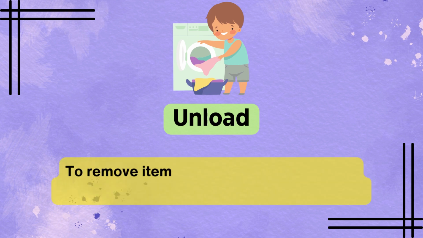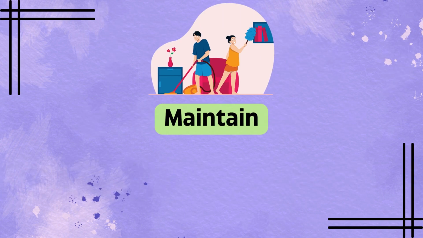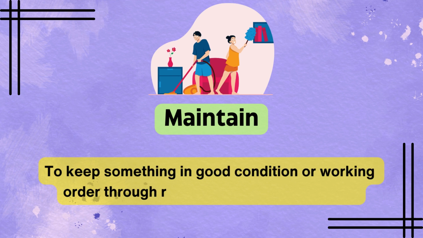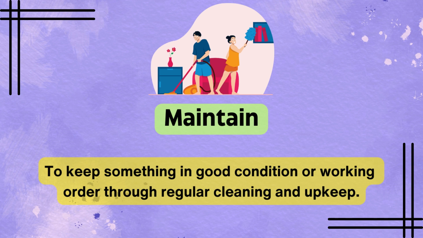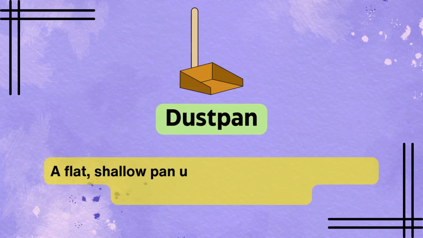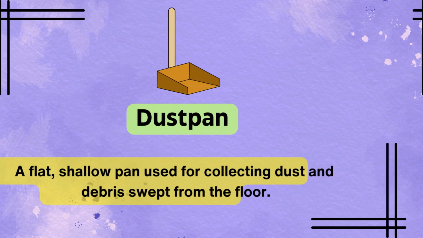Unload. To remove items from a washing machine, dishwasher, or dryer after cleaning or drying. Maintain. To keep something in good condition or working order through regular cleaning and upkeep. Dustpan. A flat, shallow pan used for collecting dust and debris swept from the floor.